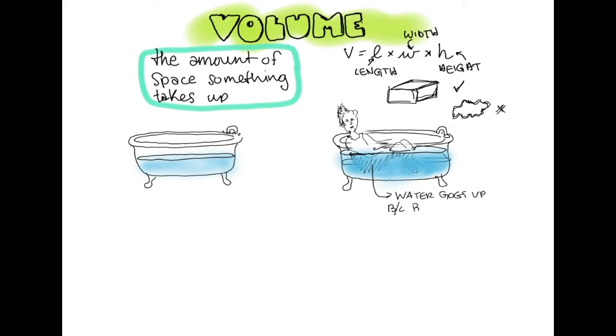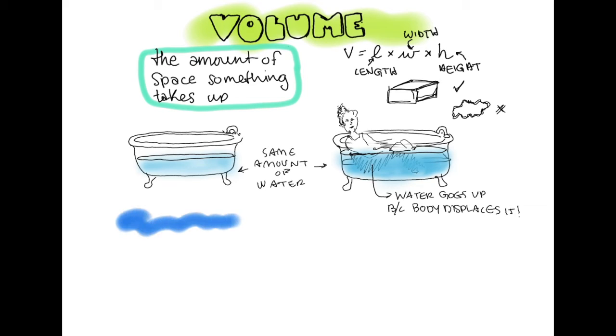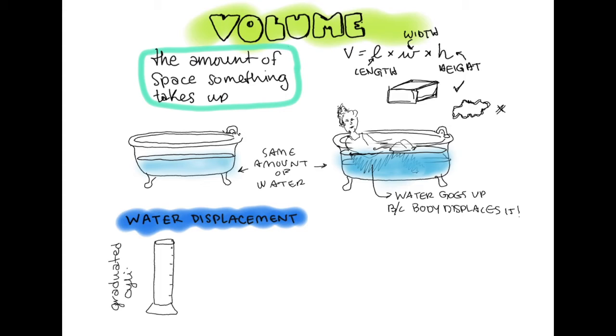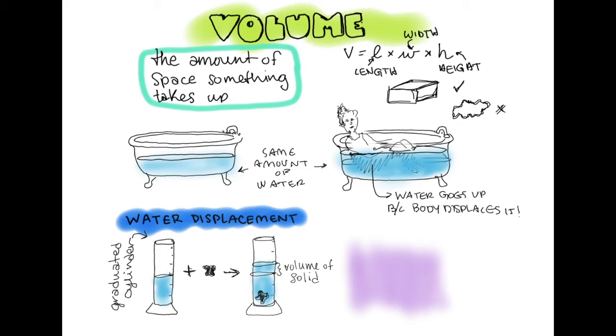In science, we can use the same method to find volume, but we just don't use a bathtub. We use something called a graduated cylinder, which is basically a tube with markings labeling the measurements. And by filling the cylinder part of the way up with water, we can observe how much the water level rises when we add our object. The amount the water rises is the volume of our object.